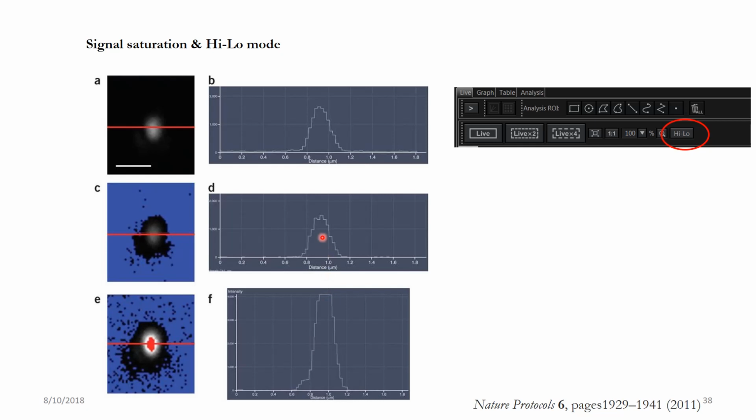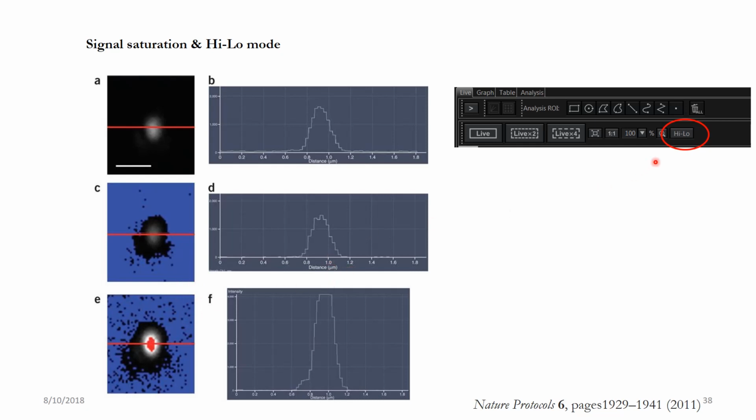You always would like to keep it in such a way that you have some bit of dynamic range so that you can actually accurately tell what is the signal there. And you also don't want to have background, so you have to set the offset in such a way that most of the pixels here are like a noisy background or almost zero. Blue here means zero, red means it is saturated.